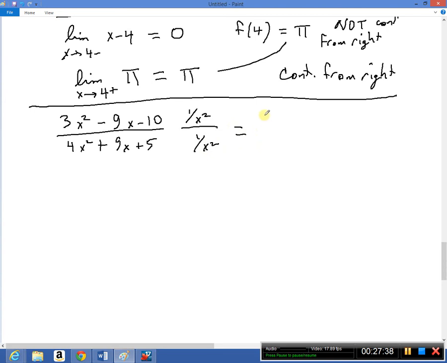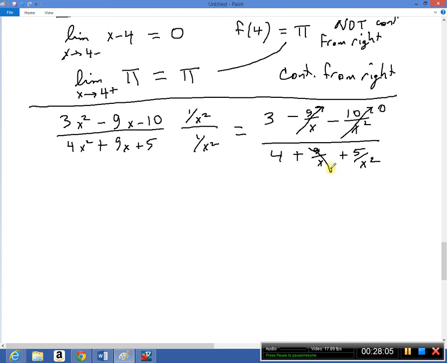That, when you distribute it, is going to just give you 3 minus 9 over x minus 10 over x squared, divided by 4 plus 9 over x plus 5 over x squared. And the good thing about doing it this way is that now you can see that as x gets large, this thing goes away, this thing goes away, all of these are going to 0, leaving you with just the 3 and the 4. And so this goes to 3/4 as x goes to infinity.